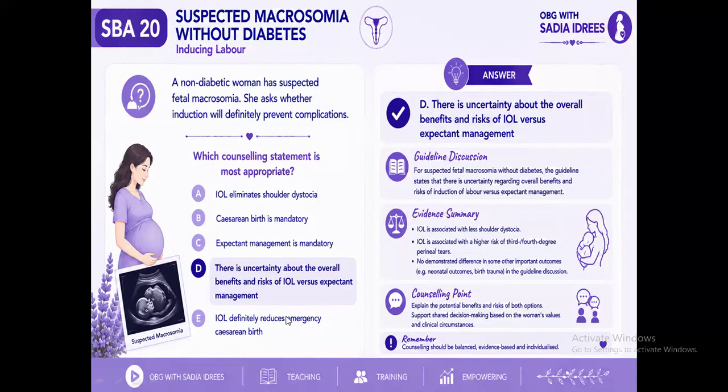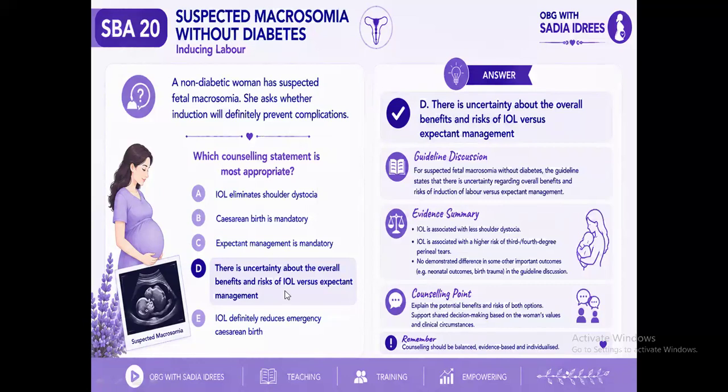A non-diabetic woman has suspected fetal macrosomia. She asked, Doctor, if I have an induction, will that definitely prevent complication? Which counseling statement is most appropriate? Before you answer, notice another tiny but extremely important phrase, without diabetes. Pause the video and choose the answer.